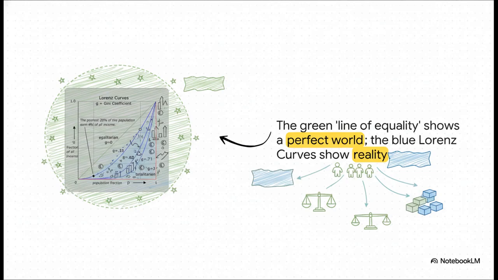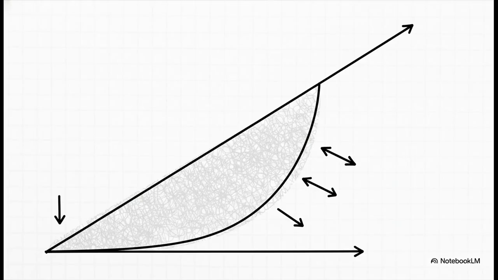But then you see those curved blue lines. That's reality. That's what the actual, often messy distribution of income looks like in most places. And here's the key takeaway, the thing you can see in a split second. The further that blue curve, the reality curve, bends away from that straight green line, the more inequality there is. It's like a visual gut check for a whole country's economy.